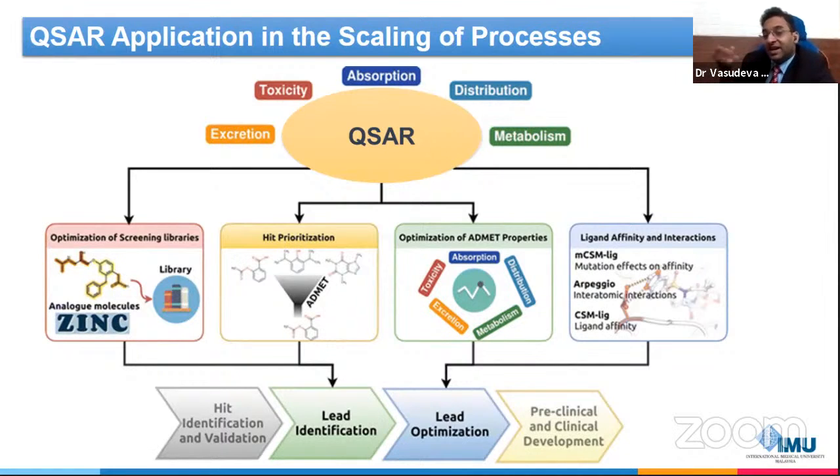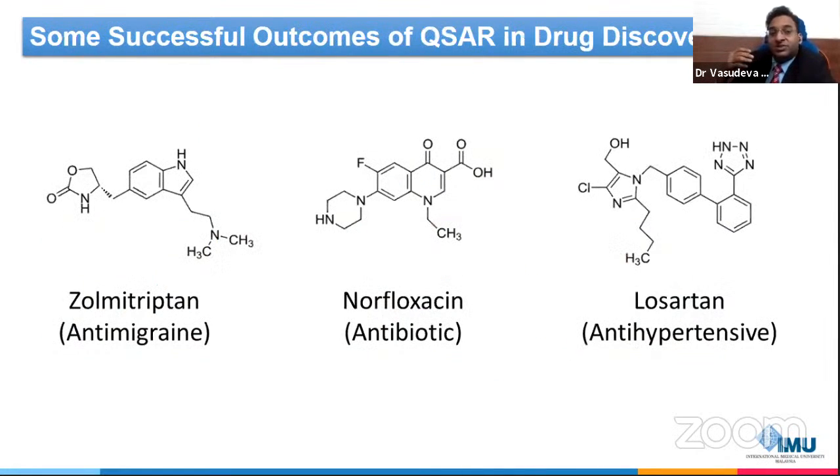If the experimental data is readily available, the QSAR simulation model can be developed using sophisticated algorithms, 3-dimensional, 4-dimensional, and 5-dimensional. Some success outcomes of QSAR in drug discovery include these example drugs. I provided very limited examples, but a very good number of success stories are actually present for this category.